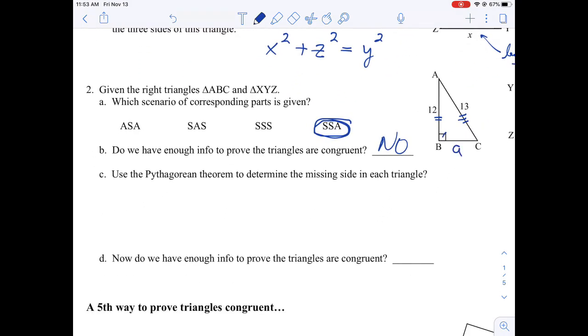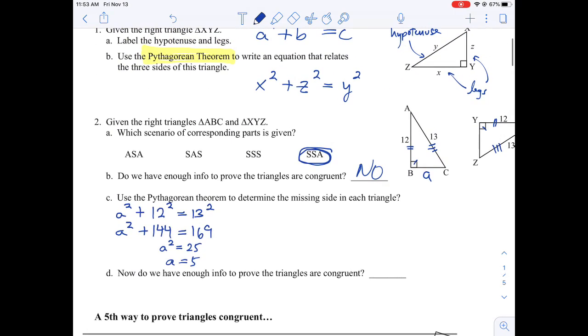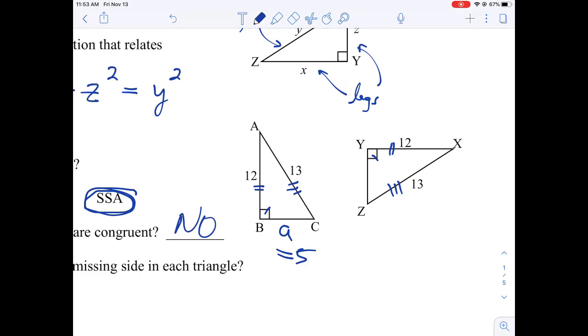So I'm going to call this side length A, and just set up a Pythagorean theorem here. A squared plus 12 squared equals 13 squared. And that gives us A squared plus 144 equals 169. Then solving further, we get A squared equals 25, and so A would equal 5. Okay, so with that work, we can find out that this length from B to C in my diagram is equal to 5.